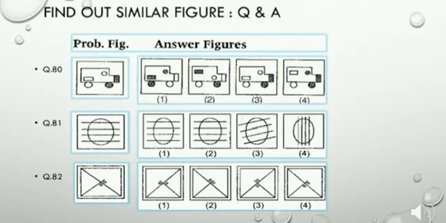Let's go to the next question. Question number 81. Let's check for this portion. Say this portion we need to check. So in this portion 1, 2, 3 and 4 lines are there. So let's check.